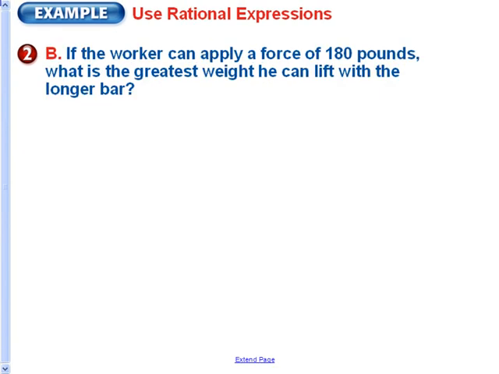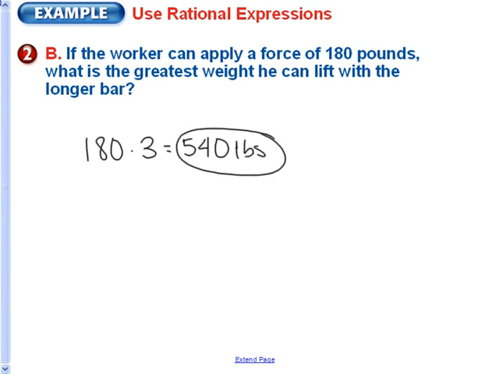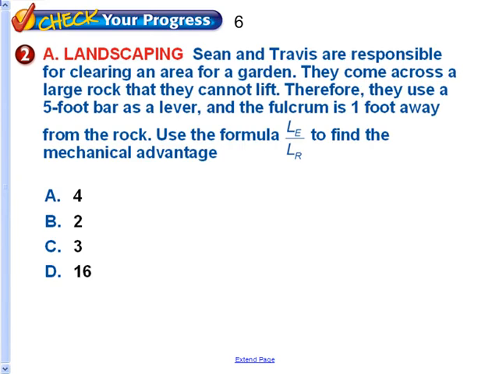If the worker can apply 180 pounds of force, what is the greatest weight that he can lift? So 180, and he can triple it, so you just take 180 times 3. So I think that comes out to be 540 pounds. LBS is the abbreviation for pounds. Okay, go to your left page.